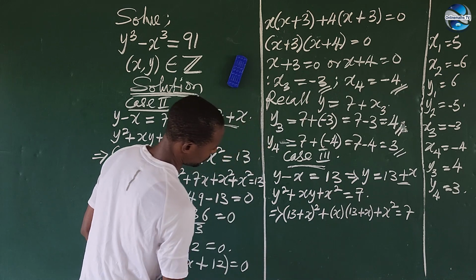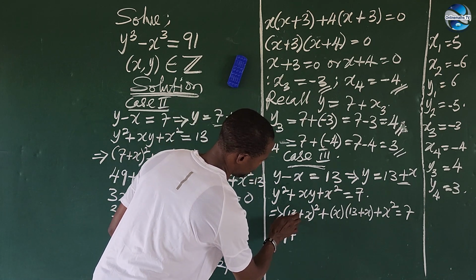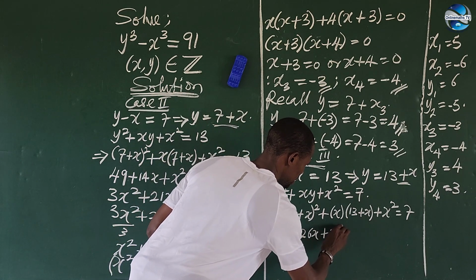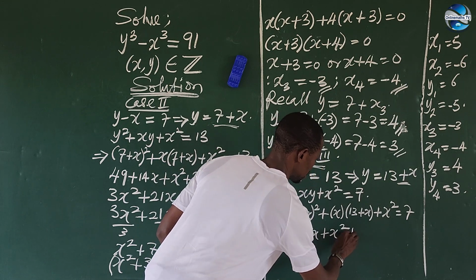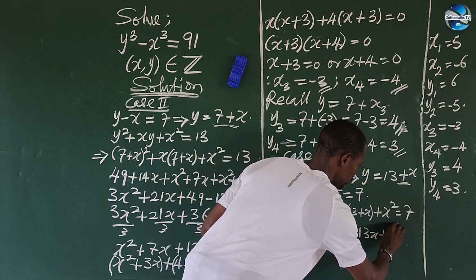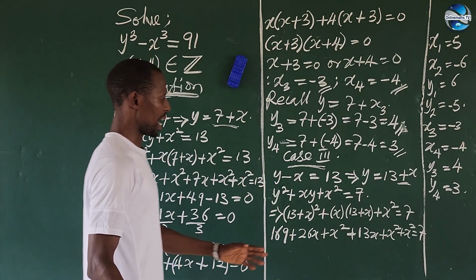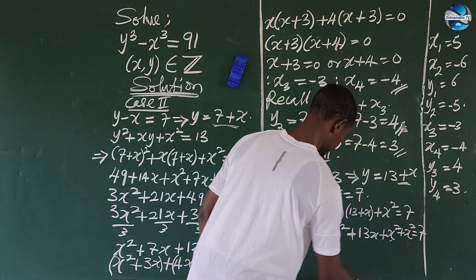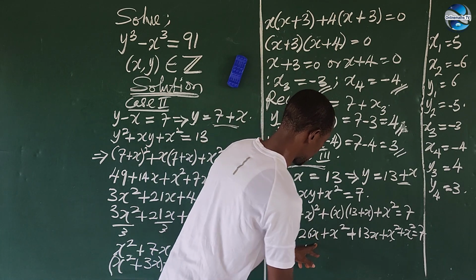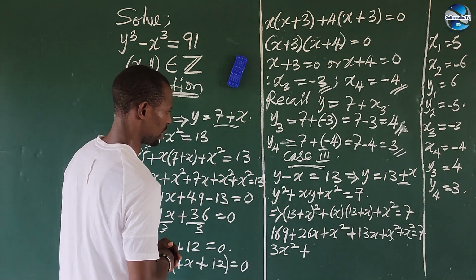So if we open this up, it will give us 169, plus 13 plus 13, 26. So we have 26x plus our x squared, then plus 13x plus x squared, plus x squared equals 7. Okay, again, we can add up here. So we have 1, 2, 3 of x squared, so we have 3x squared, plus here we have 26x and here we have 13x. If we add this to that, it will give us 39.